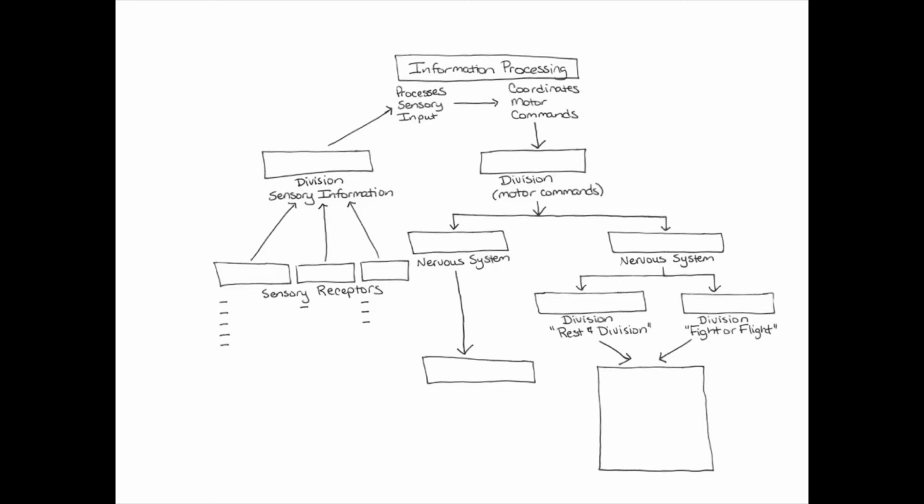The other one, the fight or flight, that's the sympathetic division. Sympathetic division. That is your fight or flight. If you're in a crisis mode, that's the one that's going to get activated, and it's going to send a very different message to those effectors.